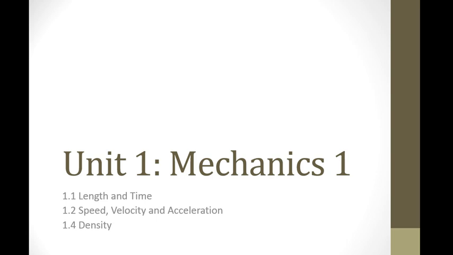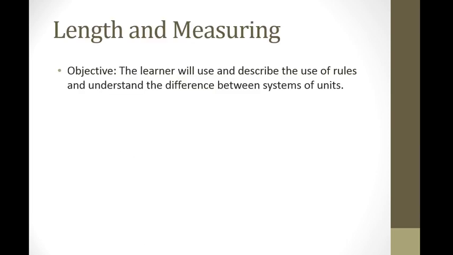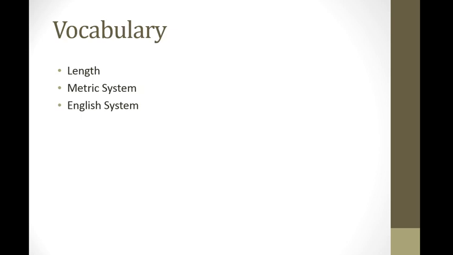So we're going to be discussing measurement. We're going to be discussing using the correct units and how we can measure something that is incredibly tiny. So, our objective today is that you will learn how to use and describe the use of rules, which is any sort of thing that you use to measure. Most of us would refer to it as a ruler, and understand the difference between systems of units. And those systems of units that I'm referring to are the legendary metric system and the English system. The metric system being the system that the rest of the world uses, and the English system being the system that we use here in the United States most commonly.